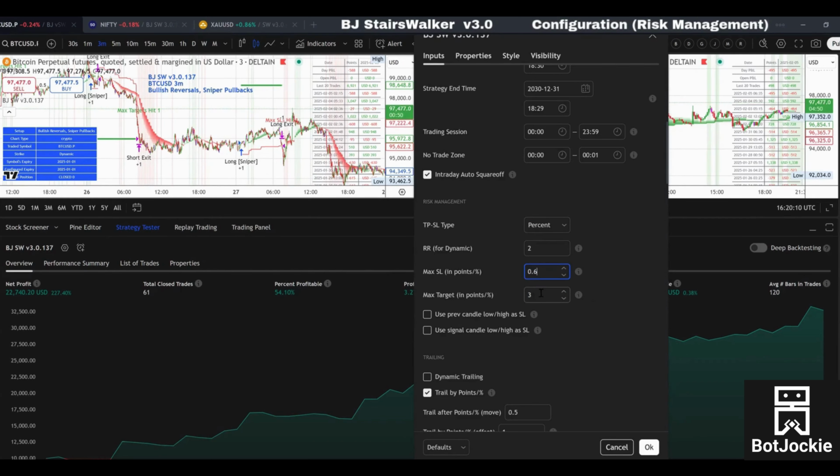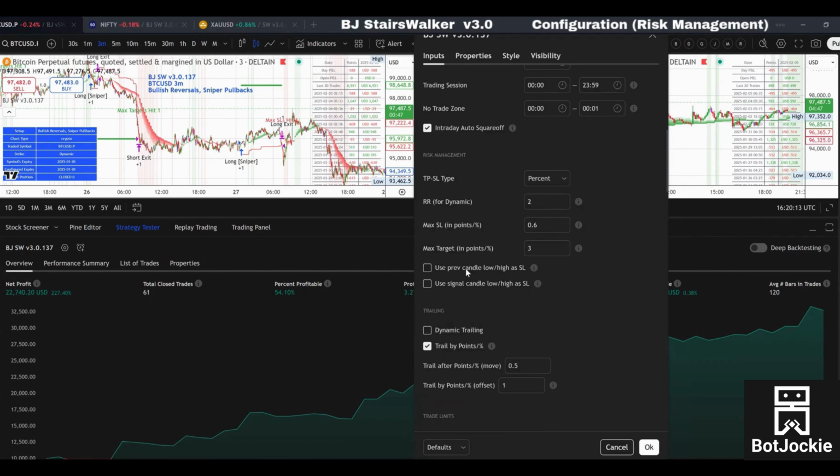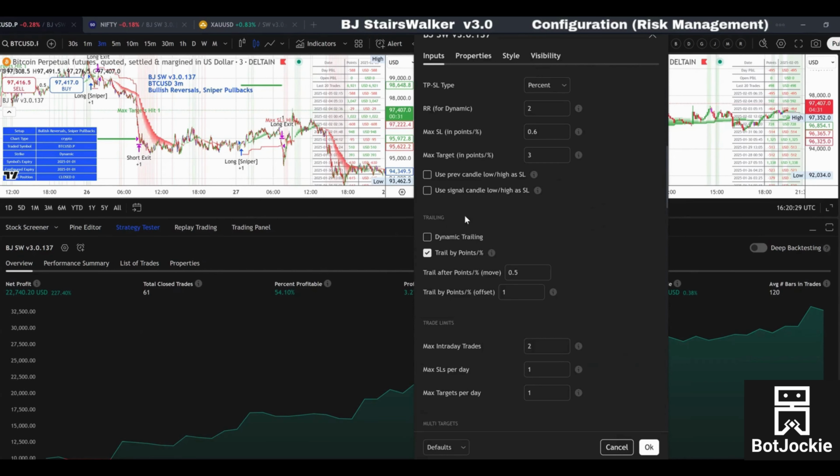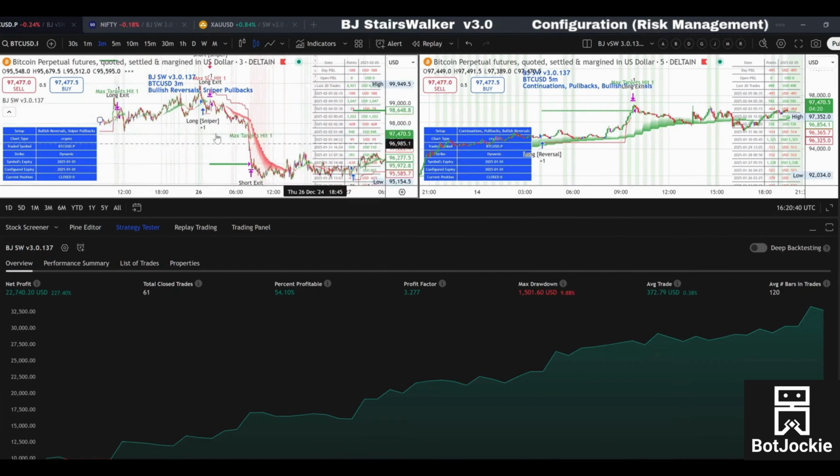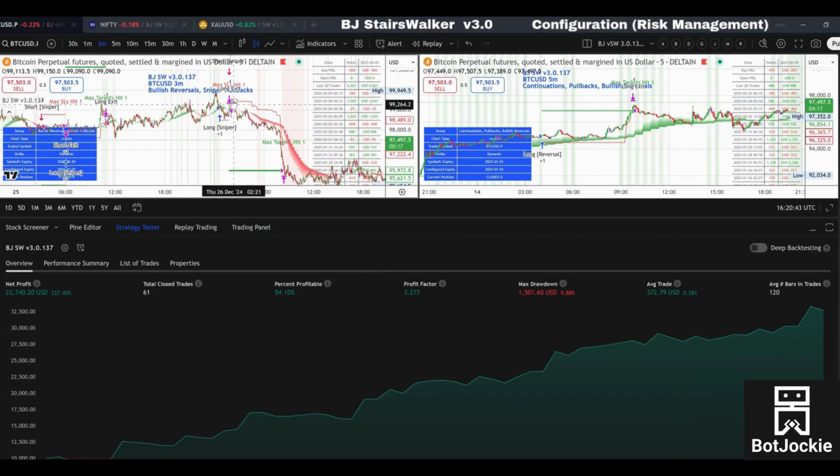And then we have a couple of other options to use, like previous candle low high as SL or signal candle low high as SL. So depending on the time frame and other aspects, you can check, uncheck and see the impact on backtest. And similarly on trailing, we have a dynamic mode, which is some internal logic, and there is an offset based trailing. So you can see this red line in the chart. So it started with a 0.6% stop loss. This is why it's over here, and as the price moved, the trailing had started. So that is controlled by this particular setting.